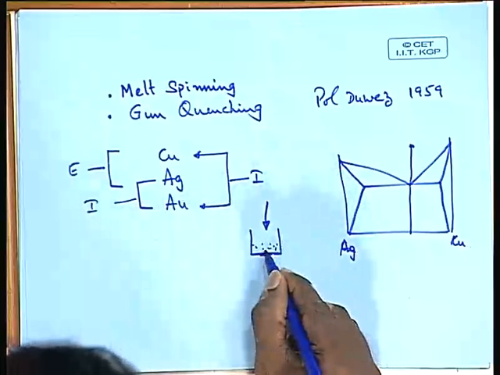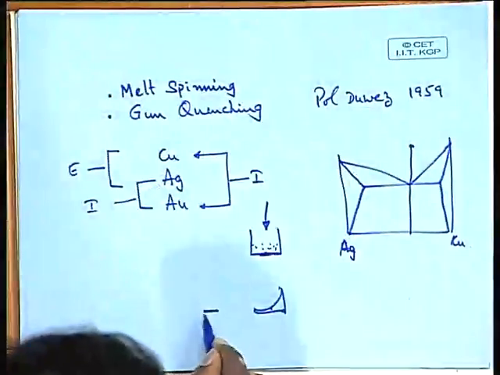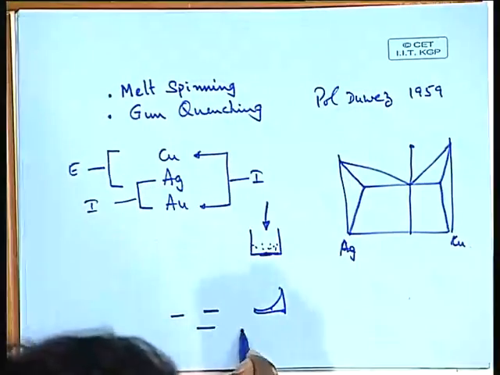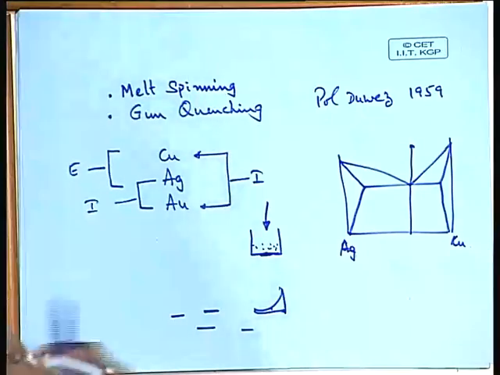So once the liquid rapidly falls on this copper block, what happens is the liquid gets atomized, and these liquid droplets will fall onto this and form thin flakes, and these are what are called splats, and that is why this is called splat quenching or gun quenching. Why do we call it gun quenching?